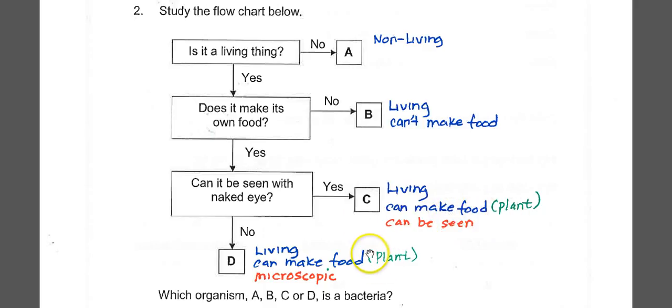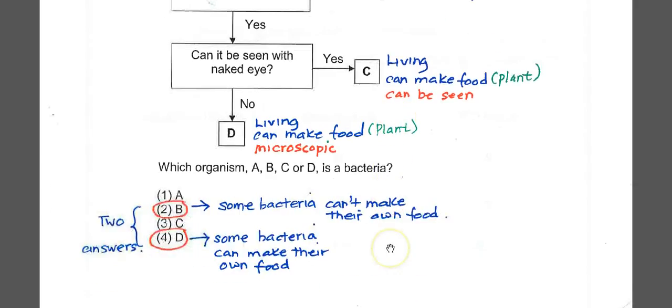Now over here, I just put a plant here, but I also found out that there's some microscopic bacteria. Of course, bacteria are microscopic, and they can make their own food. So it need not be a plant, but any living thing that is able to make its own food, for example, those that have some chlorophyll inside. And they can be microscopic too. Now let's take a look over here.